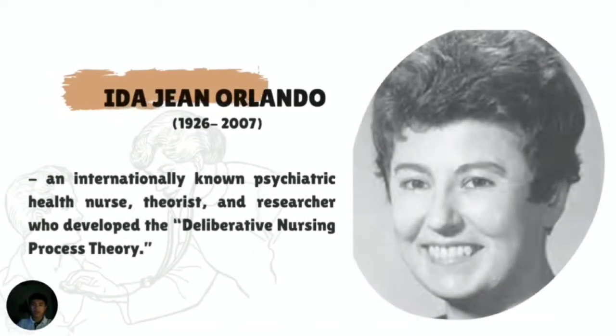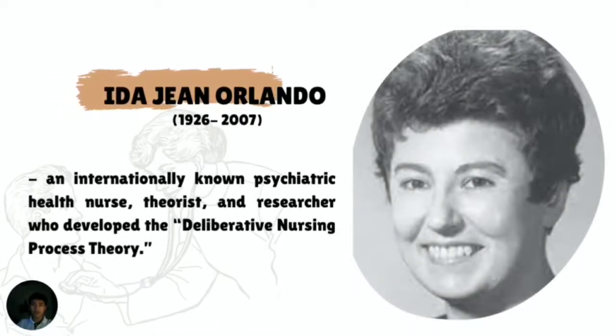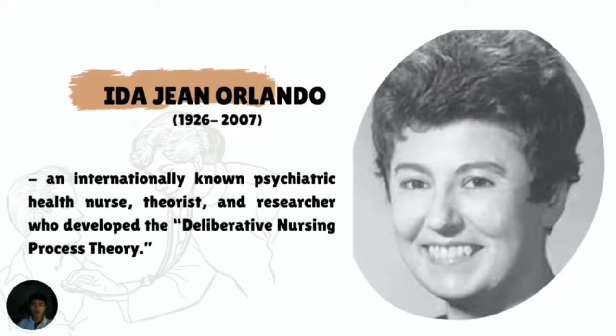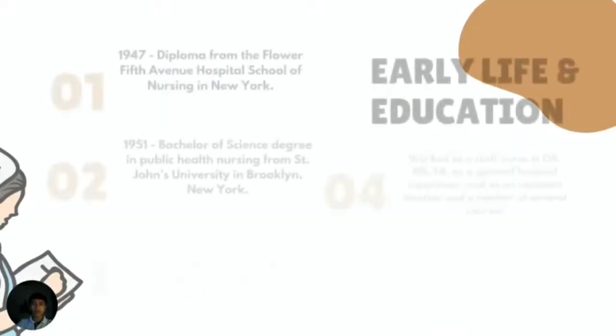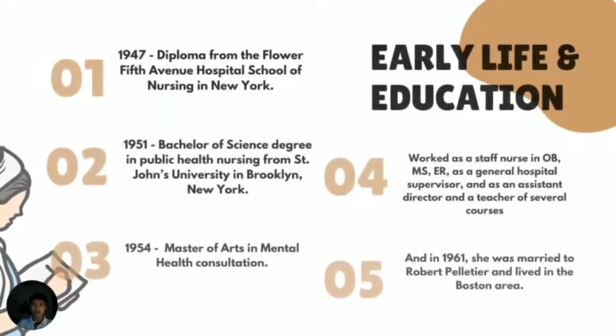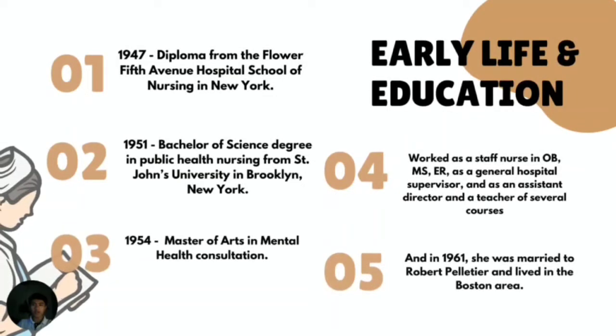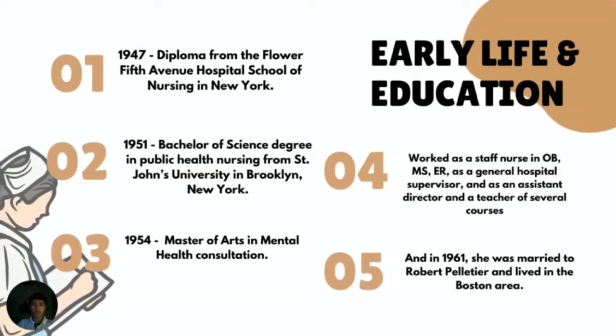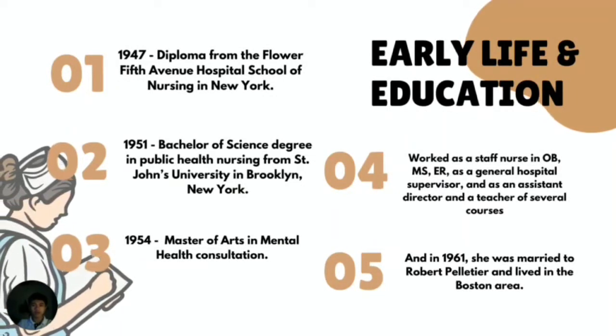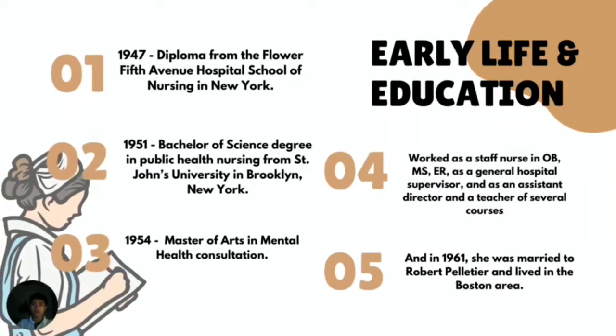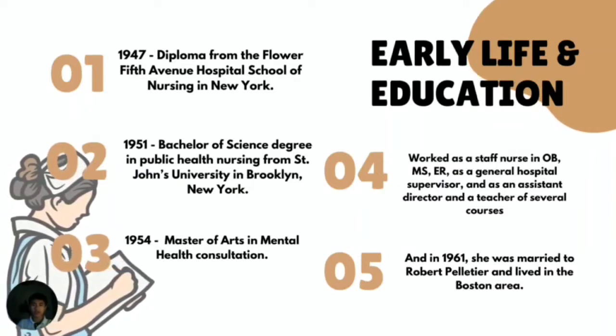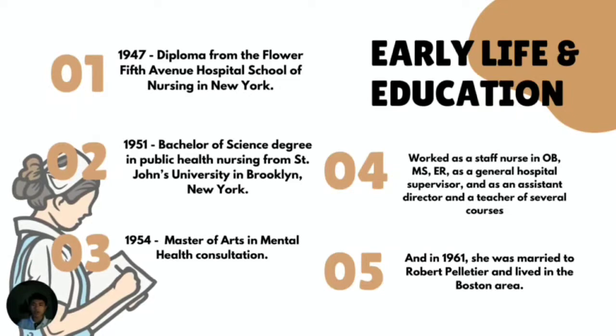Ida Jean was the first generation Irish American born in 1926. She is an internationally known psychiatric health nurse, theorist, and researcher who developed the deliberative nursing process theory. She dedicated her life to studying nursing and graduated in 1947 and received a Bachelor of Science degree in Public Health Nursing in 1951. In 1954, she completed her Master of Arts in Mental Health Consultation.